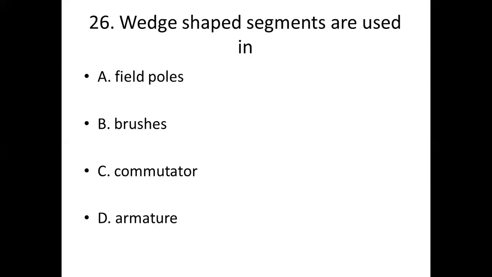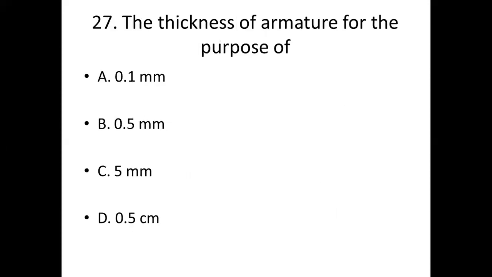Option C, commutator. 27th bit. The thickness of armature laminations is for the purpose of... Option A, 0.1 mm. Option B, 0.5 mm. Option C, 5 mm. Option D, 0.5 cm. Answer guess cheyandi.